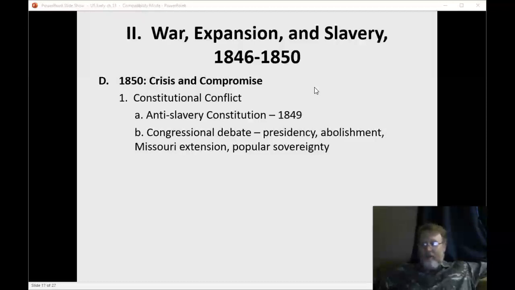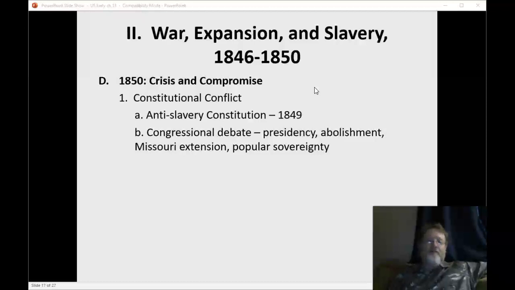Some believe Missouri Compromise should be extended. Remember that was that 36-30 line, 36 degrees 30 minutes latitude, where everything below is slave, everything above is free. That would have pretty much cut California in half. So California would have been admitted probably as two states. One slave, one free. So it would have been two instead of one, maybe.